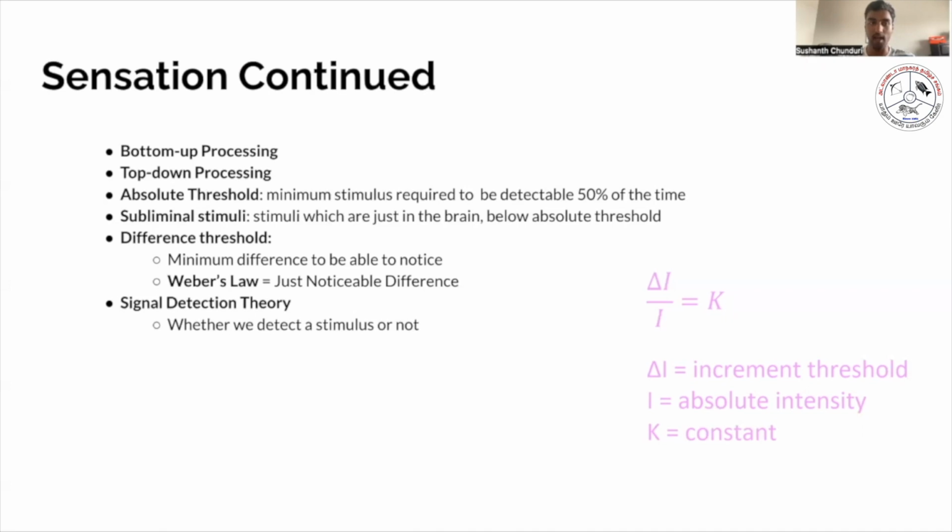Another thing you need to know is absolute threshold, which is the minimum stimulus required to be detectable 50% of the time. It's essentially, if I hear a sound very, very far away, and I can hear that sound around 50% of the time that it's played, then that means that it's detected, and that means that the stimulus is there. Subliminal stimuli are stimuli which are in the brain, but they're below the absolute threshold. So they're there, but the brain doesn't want to care about them.